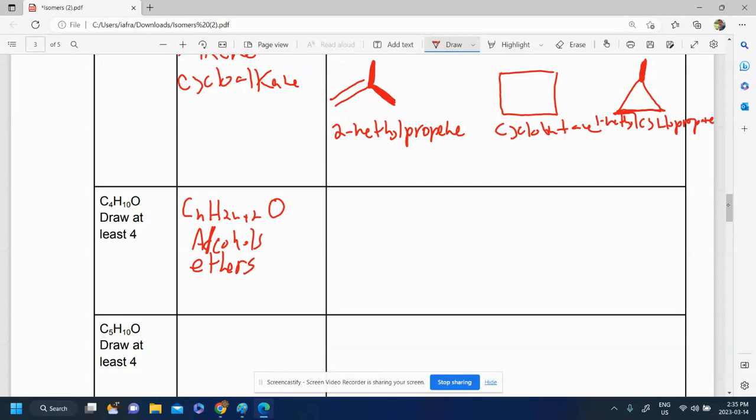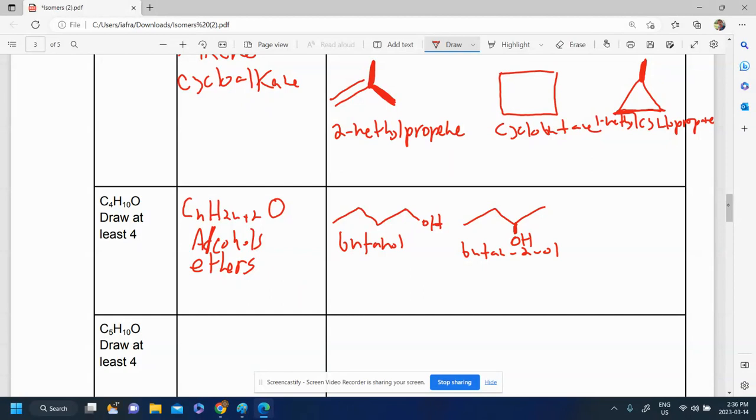So same idea here. I'm going to try drawing the longest chain with an O in there. So there's 1, 2, 3, 4 carbons, and then I'll put an OH here. And then this is where you can kind of get creative with things. So here we have butanol. But then I can grab the OH and put it on a different carbon. So 1, 2, 3, 4, put it on this carbon here, and I get butan-2-ol. So that's just one way of doing it.